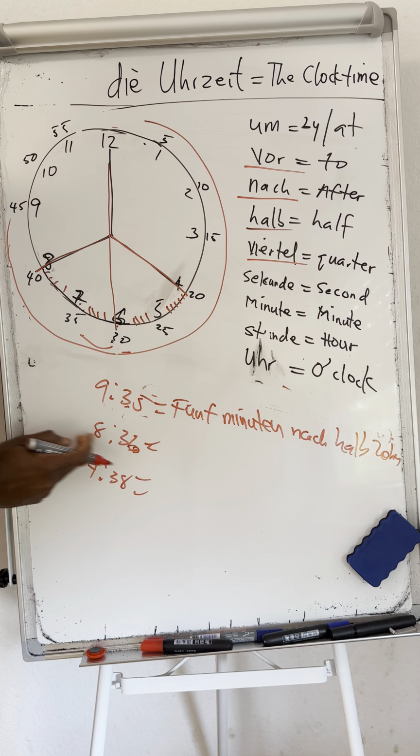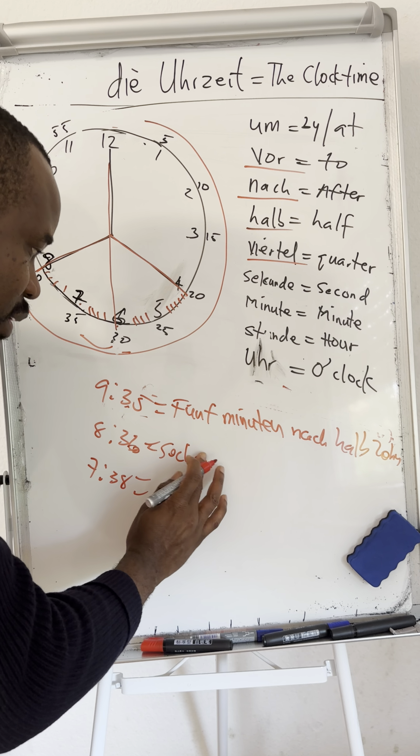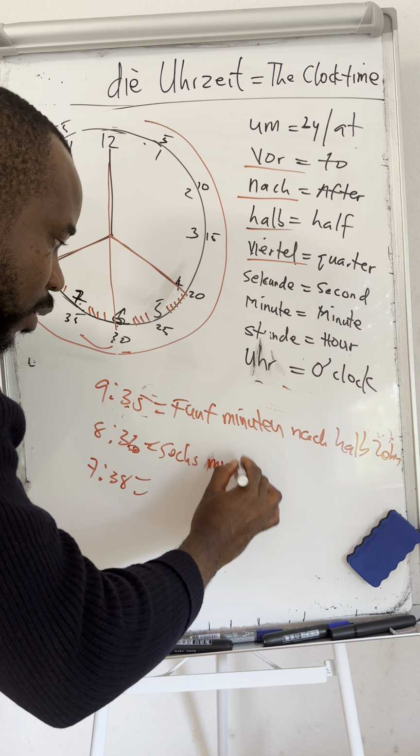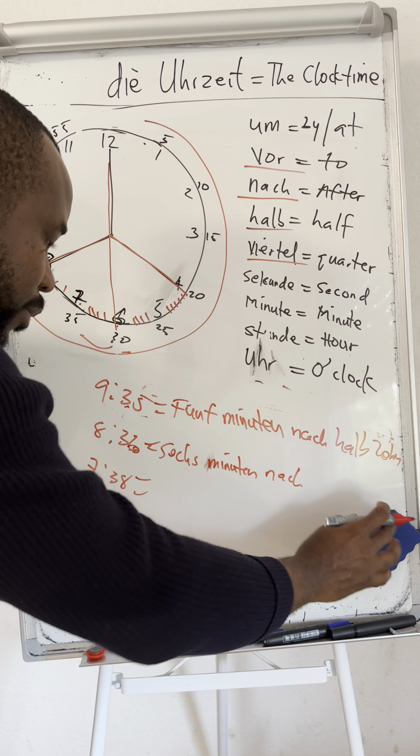This one will now be what? 6 minutes. It used 6 minutes to pass 8:30. It is 6 Minuten nach halb 9, because 8:30 is half of 9. This one will now be what? 8 minutes after 7:30. Which will now be 8 Minuten nach halb 8. Good.